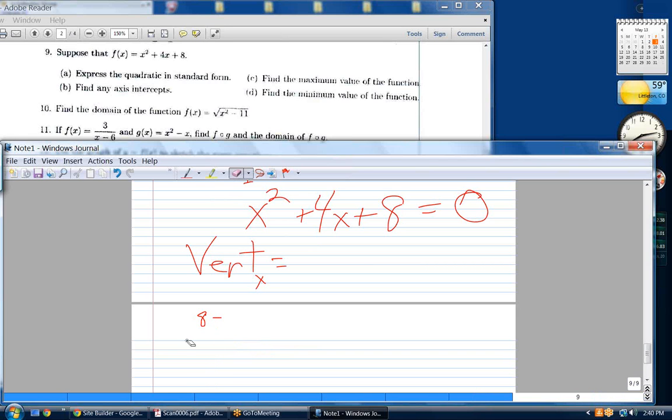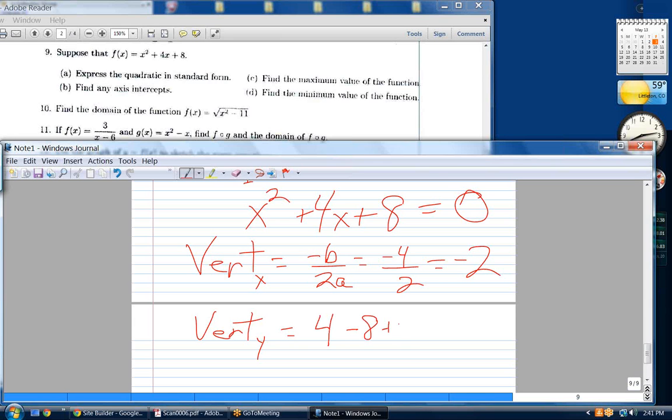We need minus b over 2a. So minus 4 over 2, so negative 2. And then what they want is the y-coordinate of the vertex, which would be the minimum value of the function. How do we get the y-coordinate of the vertex? You just plug in negative 2 into the equation. So that's 4 minus 8 plus 8 equals 4. So there's our answer, 4.